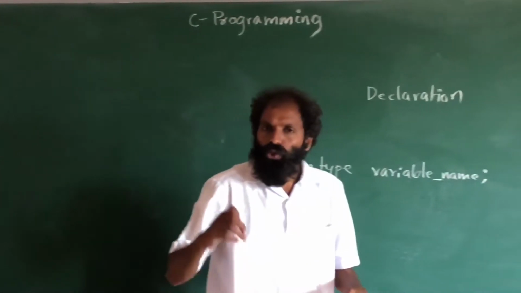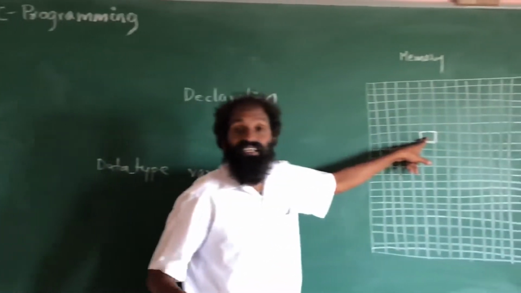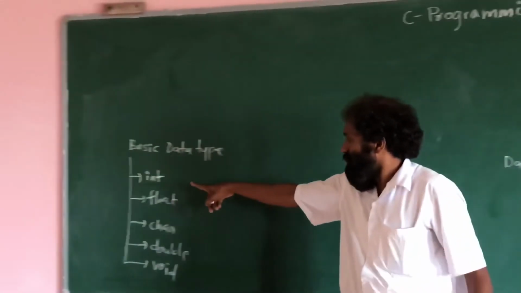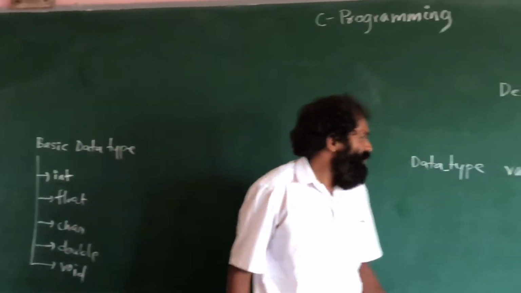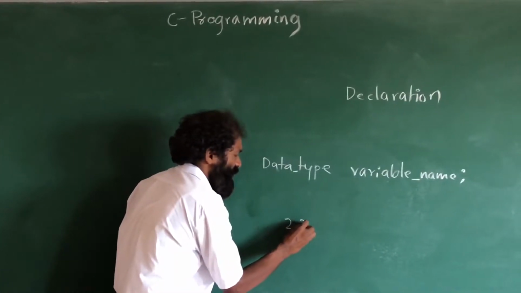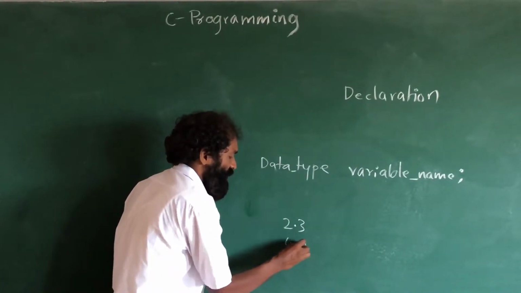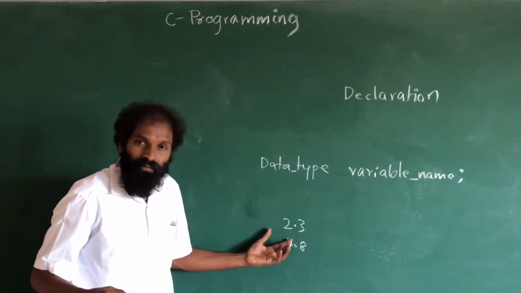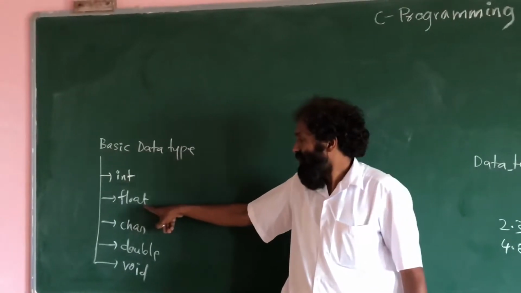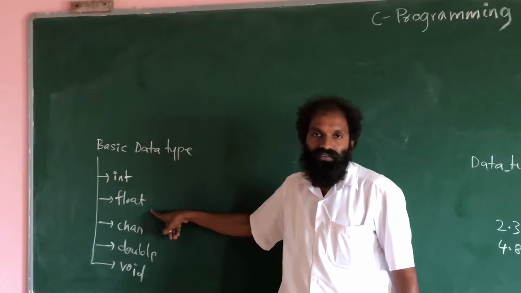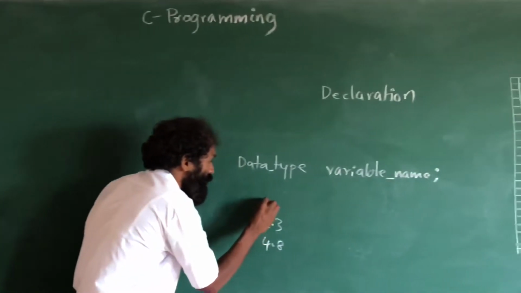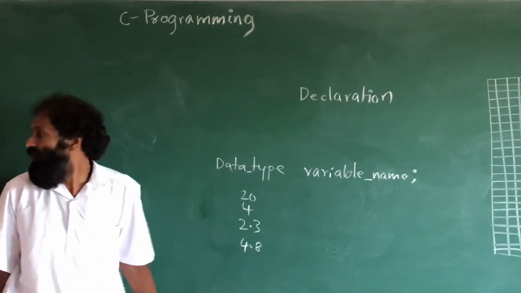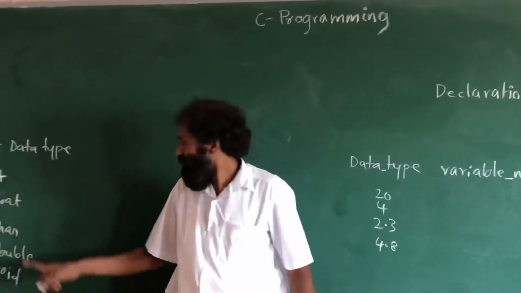Here, if you want to store a number, an integer number, in the box, we have to use int. If you want to store something like 2.3 or 4.8, it is a fraction number. If you want to store this fraction number, you have to use float. A complete number like 4 or 20, we have to use integer. If it is a fraction, we have to use float.